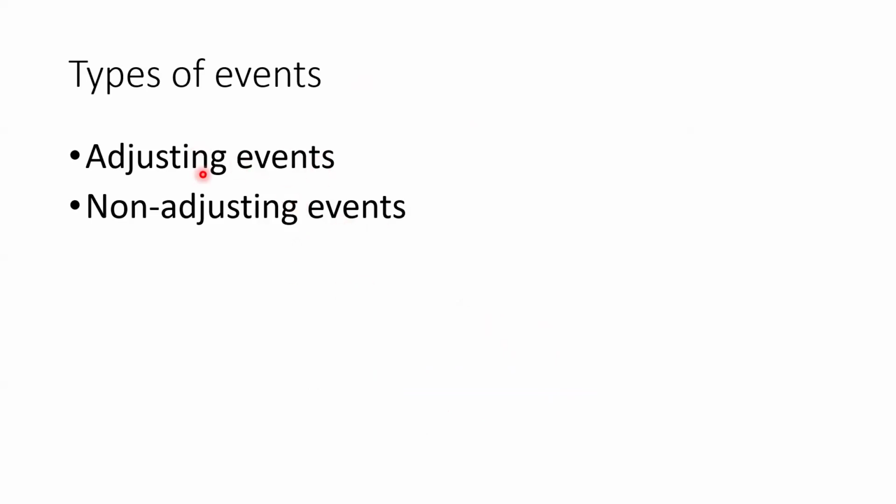For adjusting events, it simply means that the financial statement must be adjusted to reflect these events. That's why we call it an adjusting event. But for the non-adjusting event, as the name implies, you will not adjust the financial statement to reflect these. You only disclose them in the notes to the accounts.